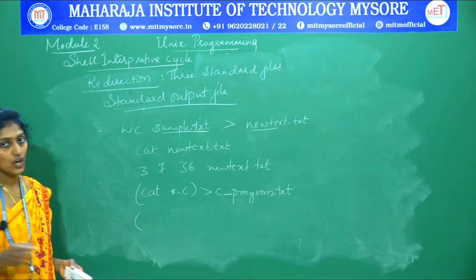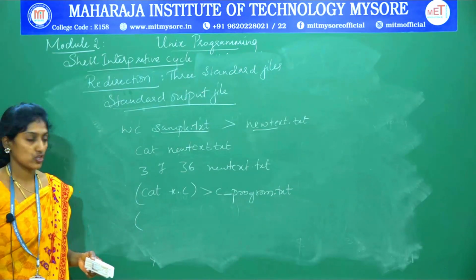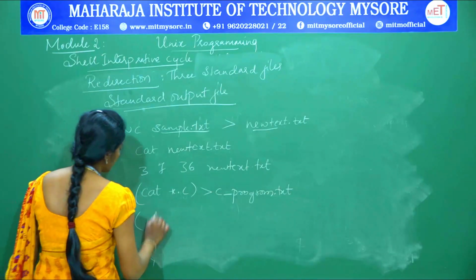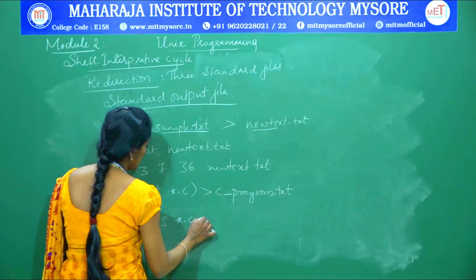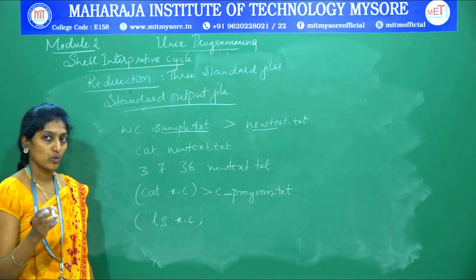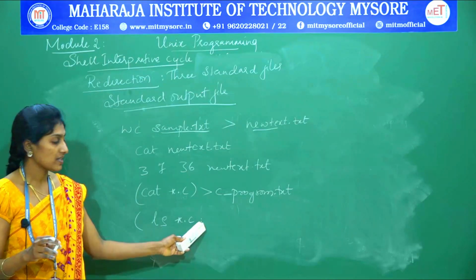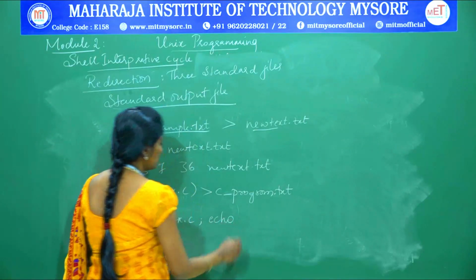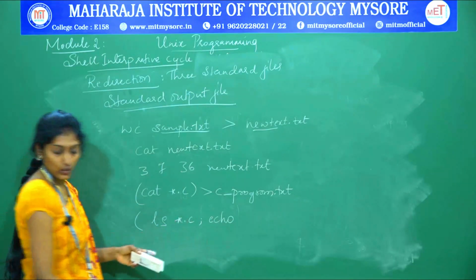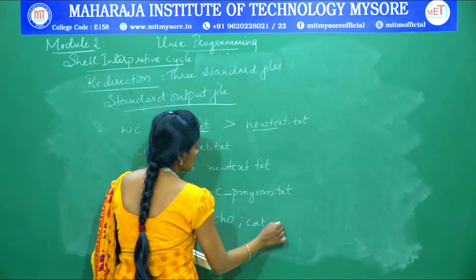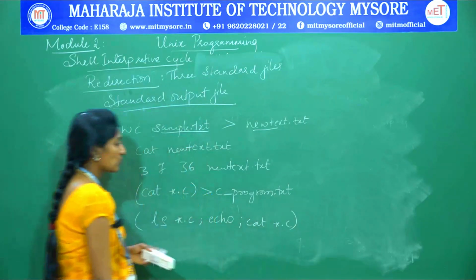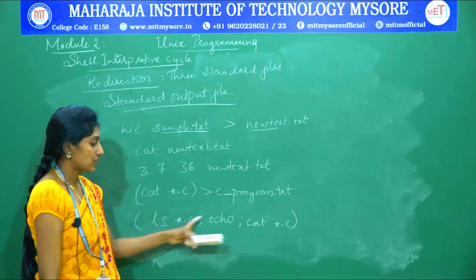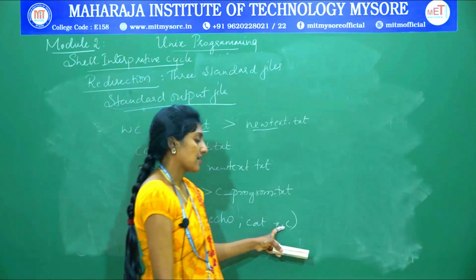Likewise, if you want to redirect the output of more than one command execution, even that can be done here. So how you are going to do it is ls star.c. As we said, you can combine more than one command in Unix just by separating those two commands with a semicolon. So echo, ls star.c, echo, then cat star.c. So what happens here is the output of ls star.c, echoing the content of this message, and cat star.c.